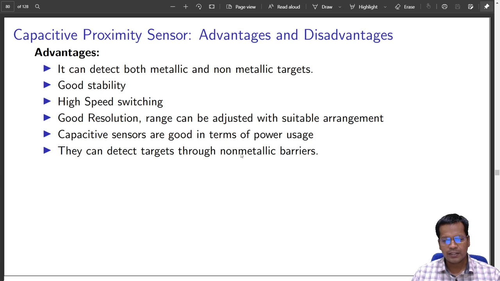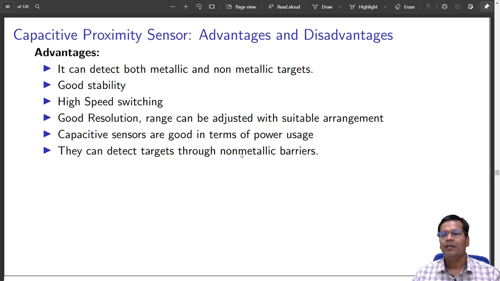They can detect targets through non-metallic barriers also. Sometimes if you have some occlusion and your object is on the other side, through the glass also it can detect. Yes, the range may differ, but yes, it works. As in the case of your mobile device, even if you have a glass plate protecting the screen in front of it, it is able to detect the change in capacitance. So with non-metallic barriers, it can work.